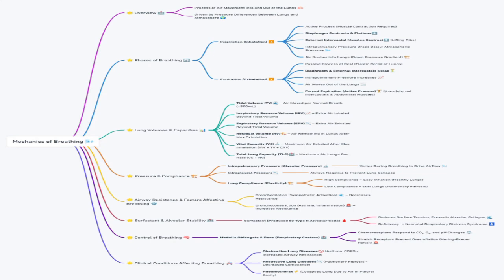All right, so that is it for the differences between negative pressure ventilation and positive pressure ventilation. We'll continue with lung volumes and capacities later.